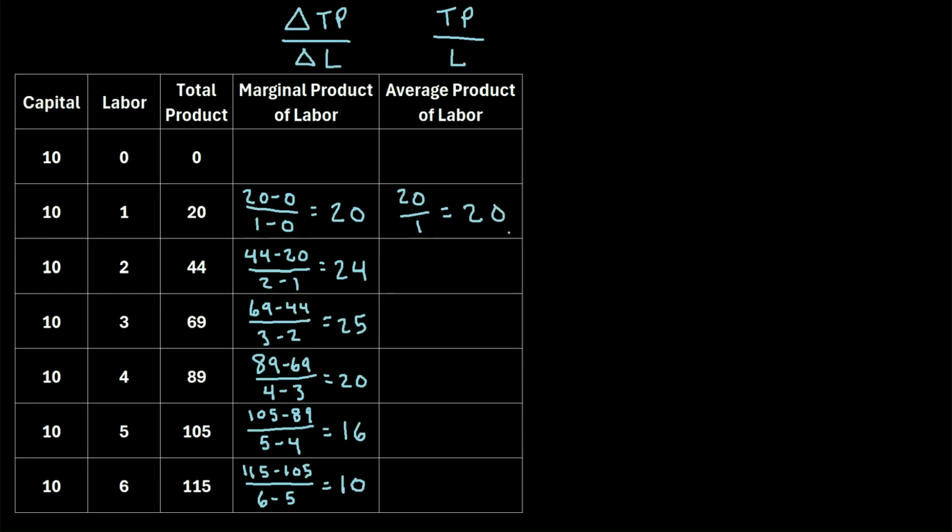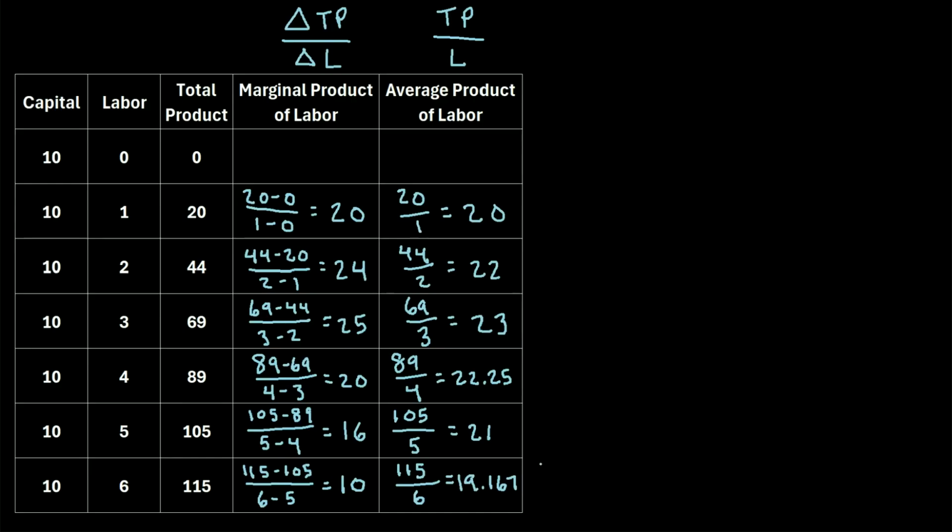Then to calculate the average product of labor for the next row, we're simply going to take the total product, 44, and divide it by the number of employees, or the number of units of labor, which is 2. So we get 44 divided by 2, which is 22. This is telling us that when we have 2 employees, the average product produced by each employee is 22 units. Then in the next row, we can take the total product of 69 and divide it by the labor of 3, so we get 69 divided by 3, and that comes out to 23. And we can repeat this calculation for each of the remaining rows. So here's what we get when we calculate the rest of those values in this column.